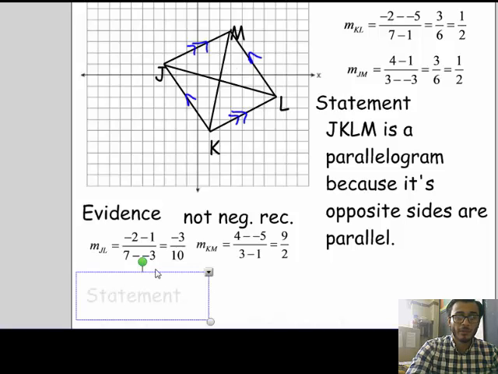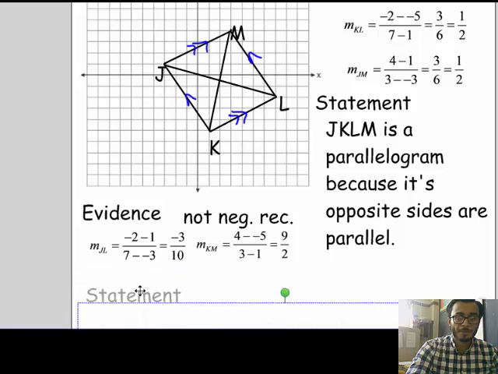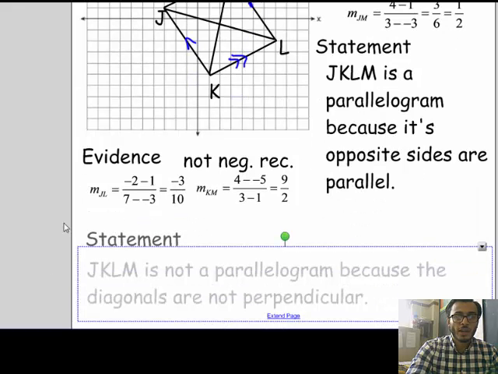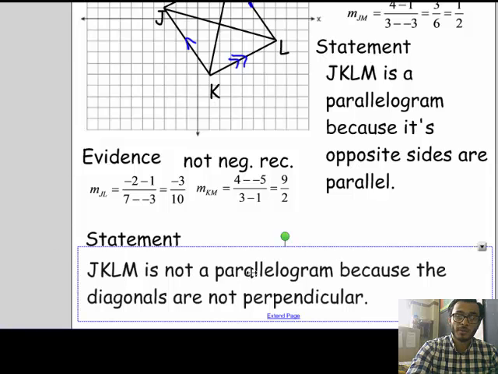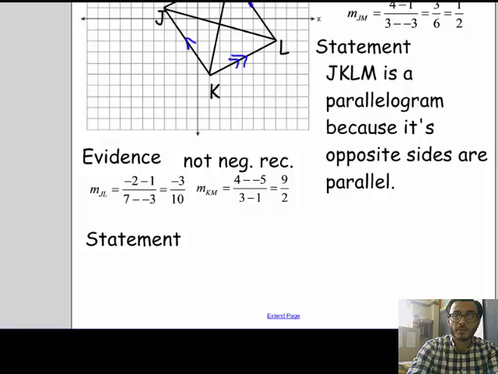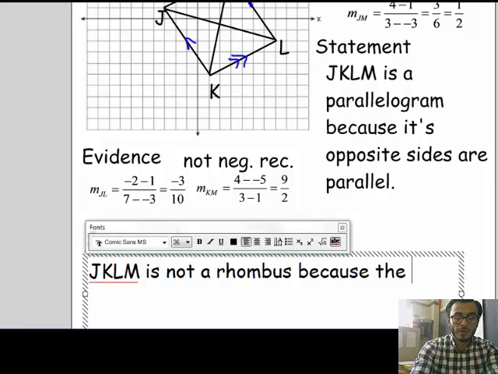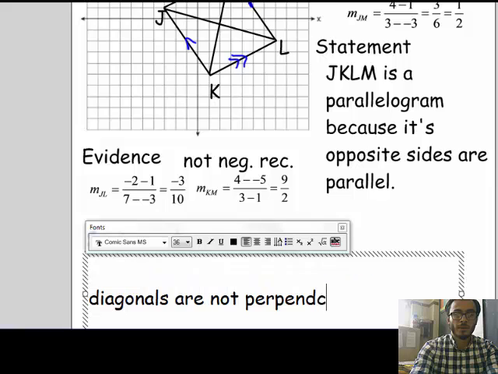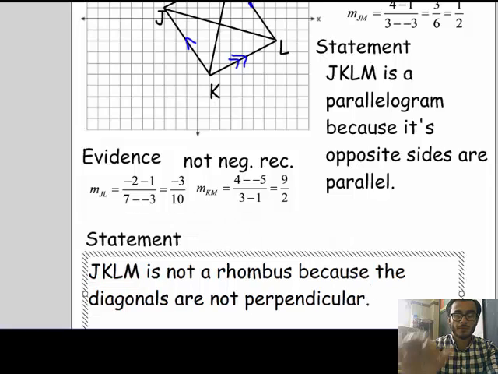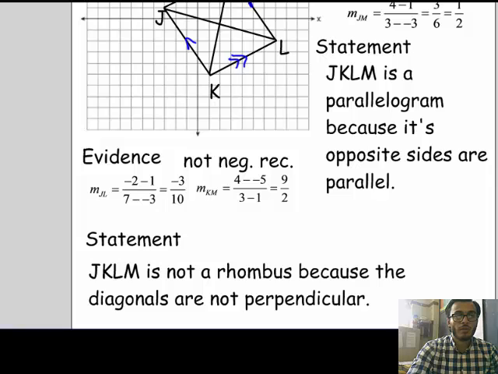So I can make the following statement. I'm going to say JKLM is not a parallelogram because the diagonals, it is a parallelogram. I need to correct that. JKLM is not a rhombus. Let me go ahead and fix that. JKLM is not a rhombus because the diagonals are not perpendicular. And we are finished with our proof.